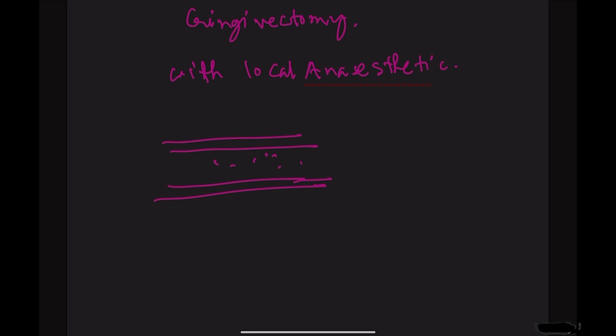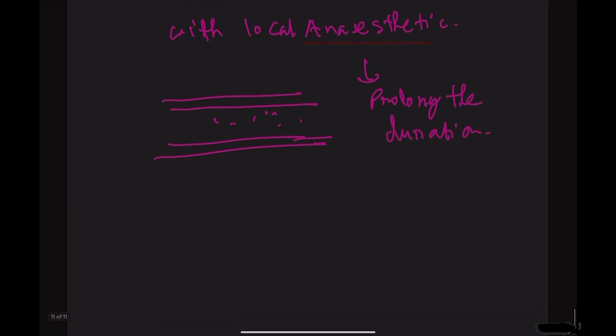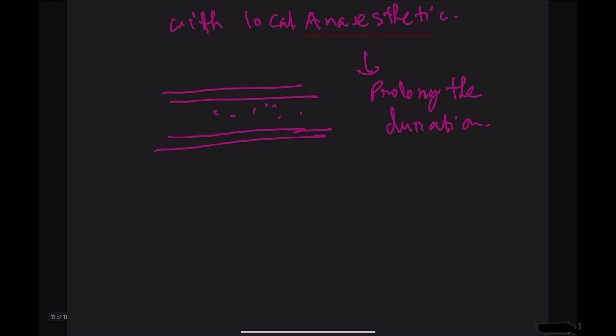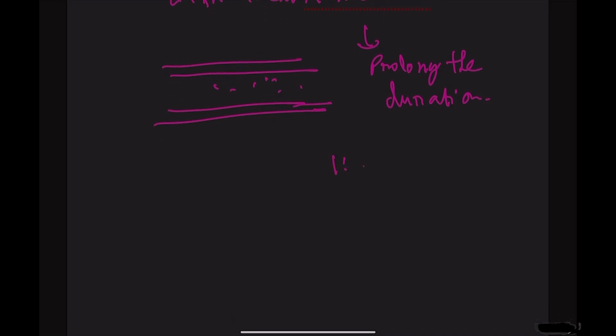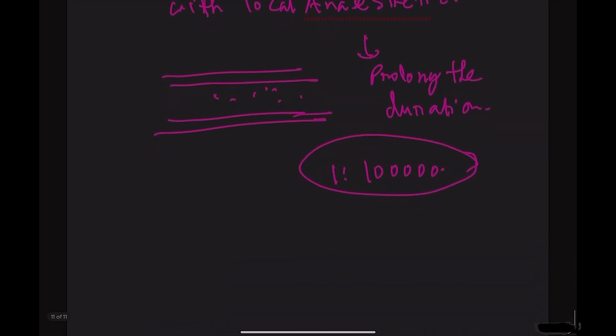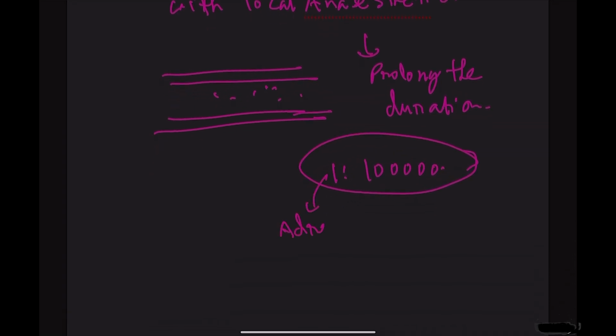So it prolongs the duration of local anesthetic. But adrenaline should be used with local anesthetic in very diluted form. Like it should be used like 1:100,000 or 1:200,000 ratio. Here adrenaline is 1 and local anesthetic should be 100,000.